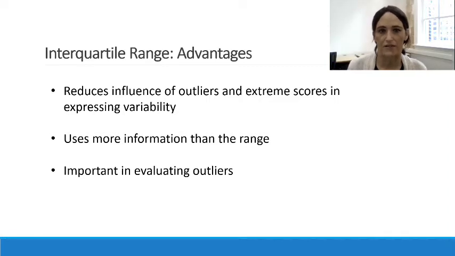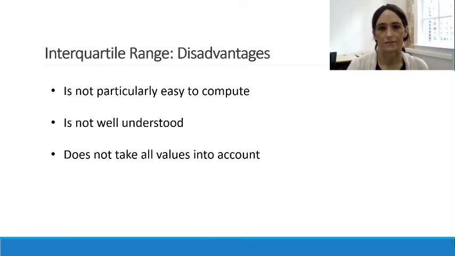Some advantages of the interquartile range: it reduces the influence of outliers and extreme scores in expressing the variability. Again, it's taking that middle 50%. It uses more information than the range. And it can be important in evaluating outliers. So if we start to have values that are well outside that middle 50%, there can be rules that are set up to identify those outliers.